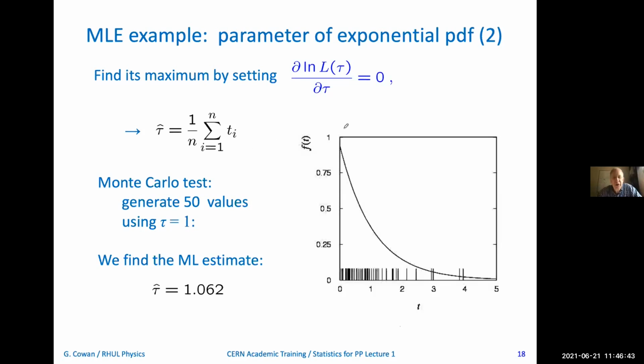And so here on the right, I show a quick little Monte Carlo test just to illustrate what this all means. I wrote a Monte Carlo program where I used tau equals 1 as the true value, and I generated 50 values representing the data set T1 through T50. Right, so those are the tick marks. And then if you evaluate the MLE with those 50 values, you get tau hat. So this is now the estimate of 1.062. Right, so that then is the PDF when evaluated with the MLE. All right, so that's an example of what we would call unbinned maximum likelihood.